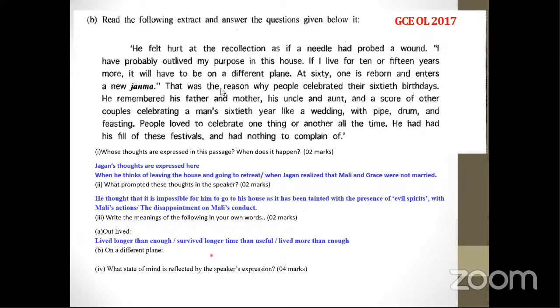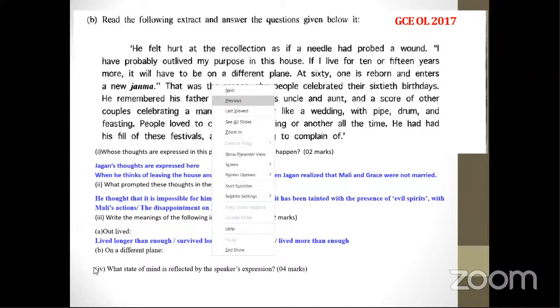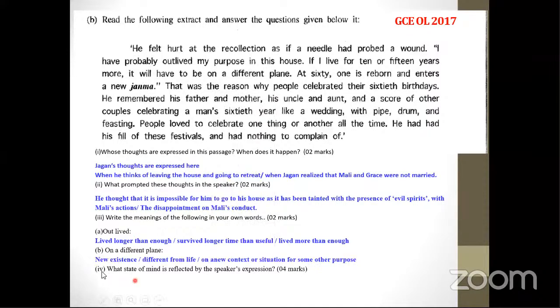But when we come to the next one, on a different plane, it's a different answer. It is a new existence, different form of life, on a new context or situation for some other purpose, different plane. So it's a noun coming, so no worries about the verb here. New existence, different form of life.